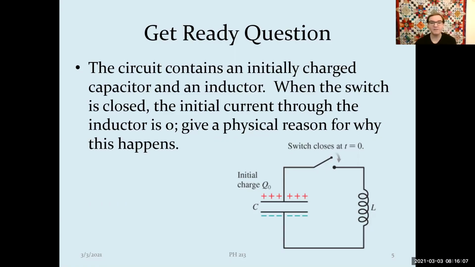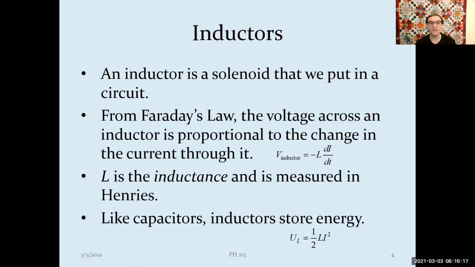So the first thing that I had you think about is that when I close the switch, the initial current is going to be 0. I wanted you to give a physical reason for why this is going to happen. The secret to understanding inductors is actually to flash back over here to the voltage across the inductor. The voltage has to be proportional to the derivative of the current. One thing that means is I can't ever have an infinite voltage across the circuit, which means that the current can never be discontinuous, right?